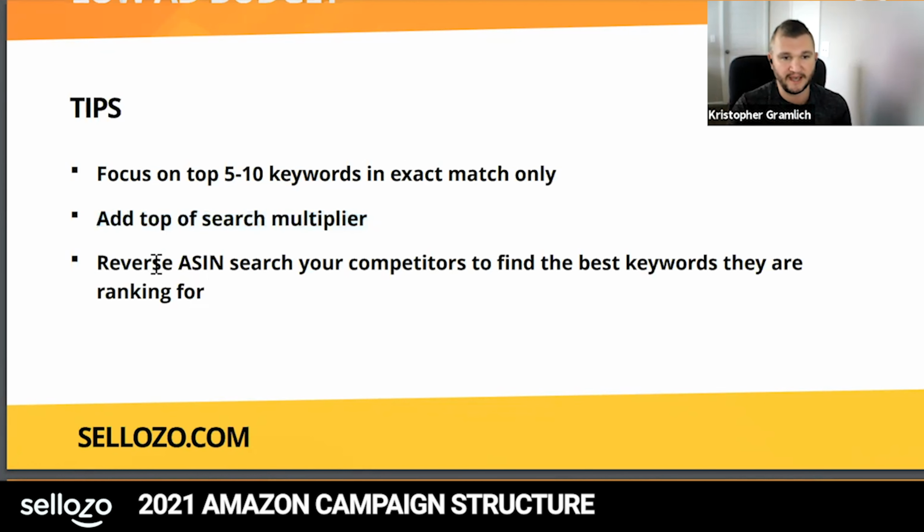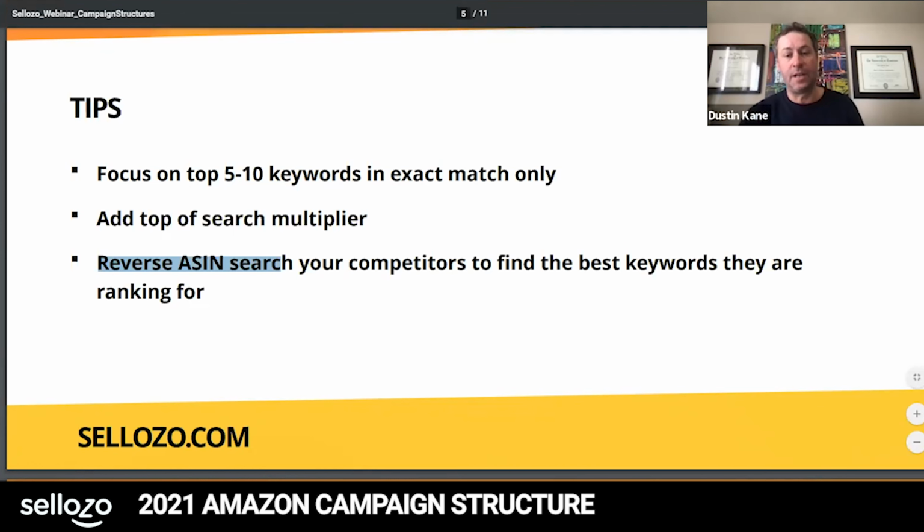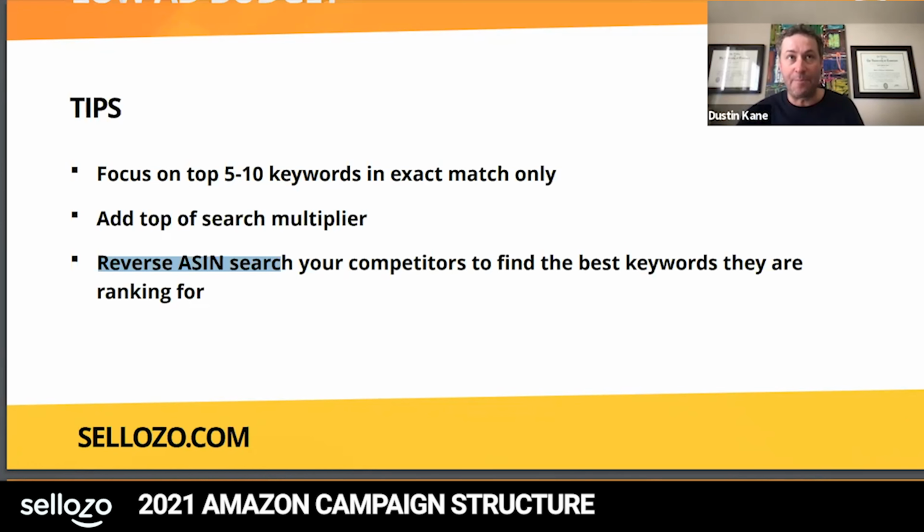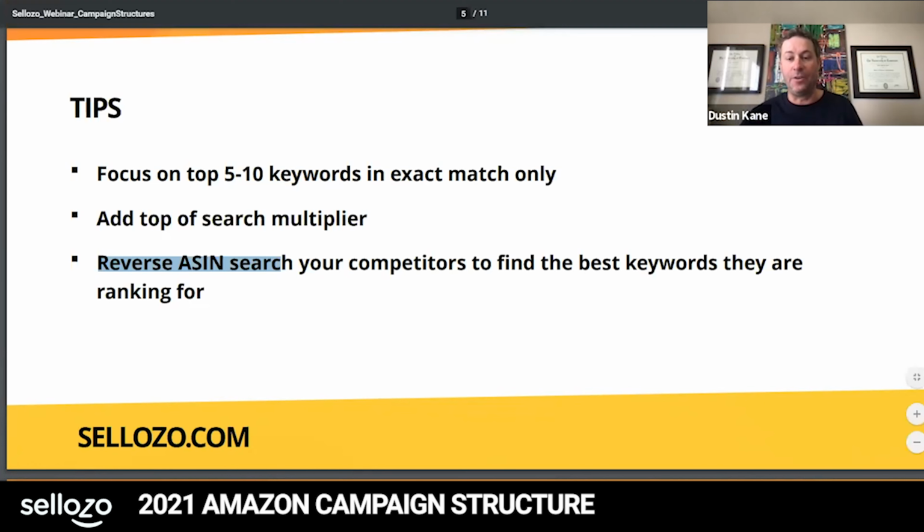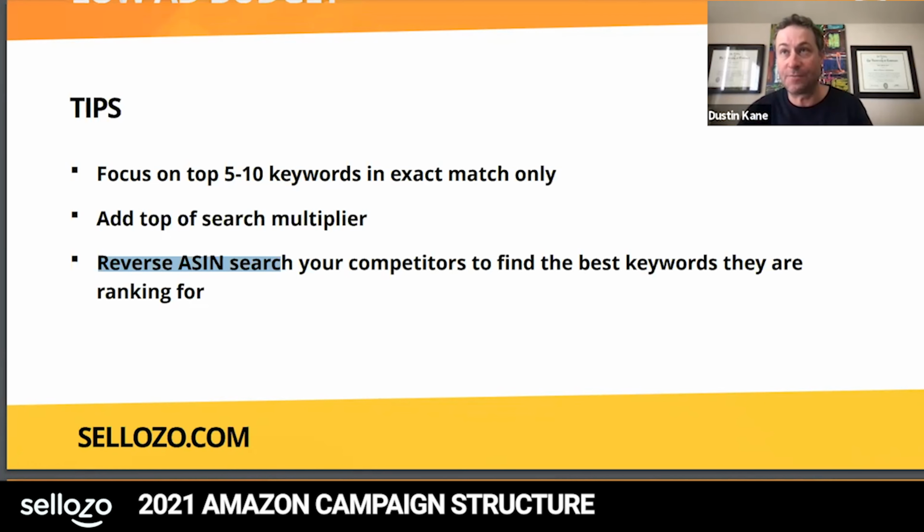Another thing: reverse ASIN search. This is a term many people should know. If you don't, what you're basically doing is taking a competitor's ASIN, and there are tools out there where you can see what keywords they're already ranking for. Then you can target those keywords in your campaigns and find some good keyword discovery. It's a good way to find long tail search terms in general. I mean, we're still talking about low ad budget strategies, and you want to make sure you're picking the best keywords for your situation to rank on.